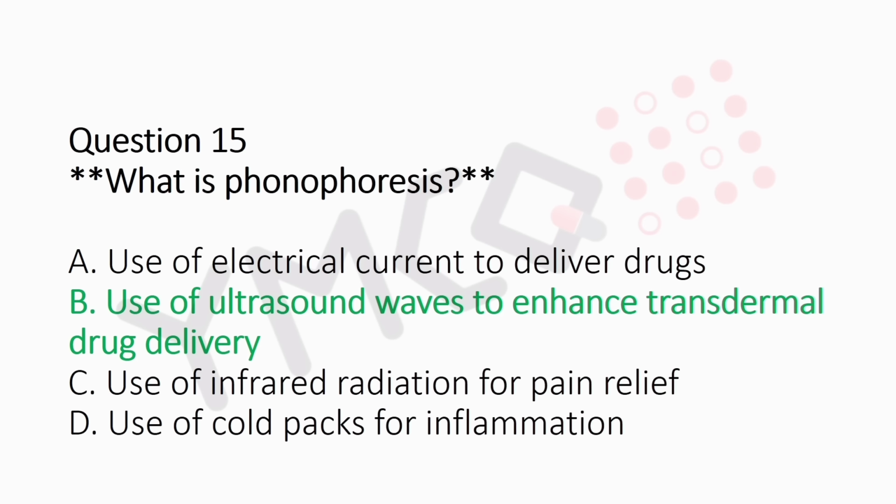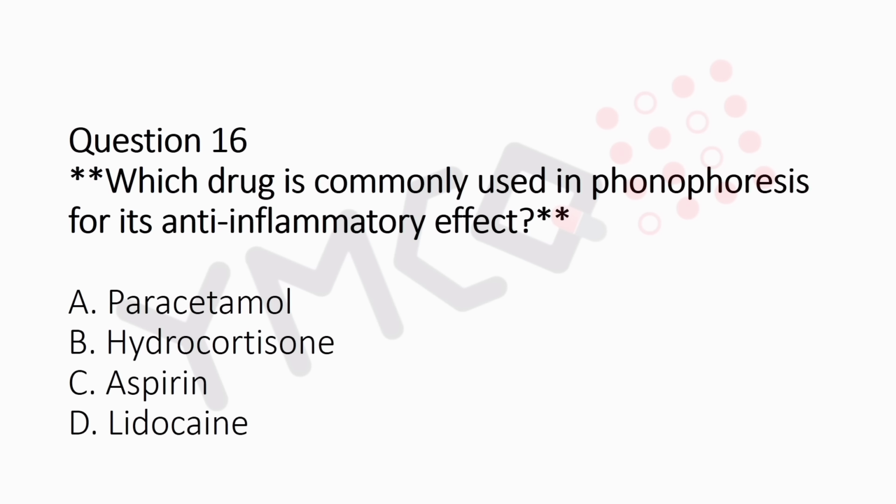Now let's move to question number 16. Which drug is commonly used in Iontophoresis for its anti-inflammatory effect? Option A, paracetamol. Option B, hydrocortisone. Option C, aspirin. Option D, lignocaine. And the answer is option B, hydrocortisone.